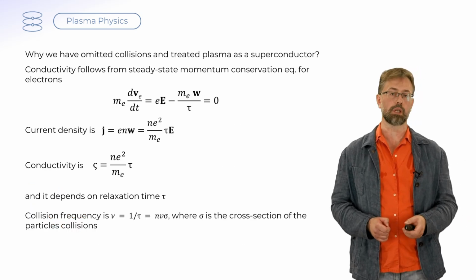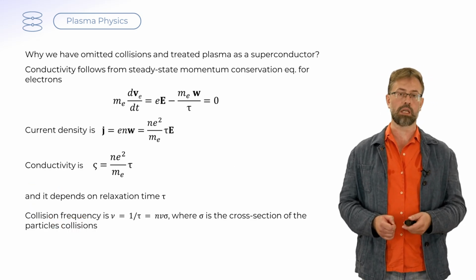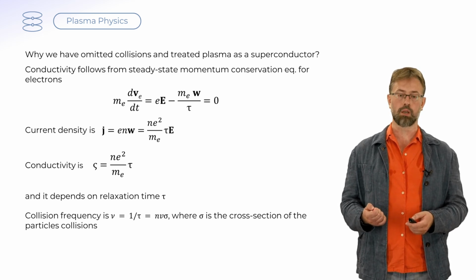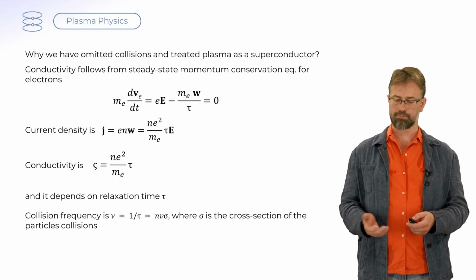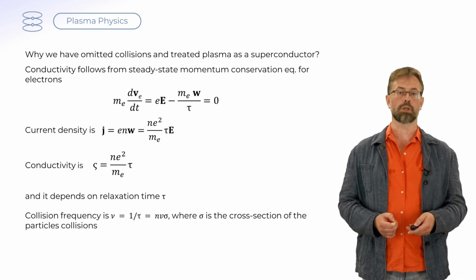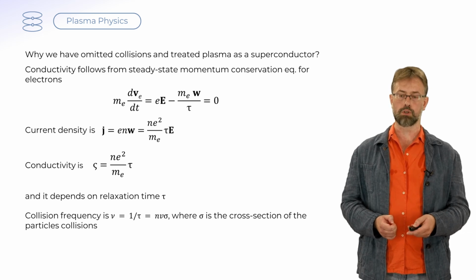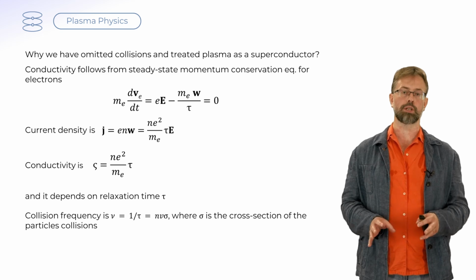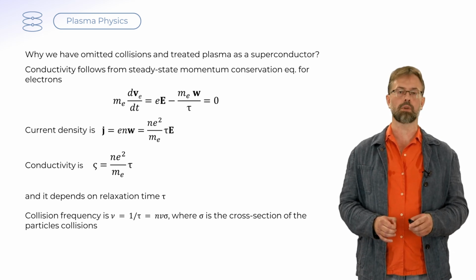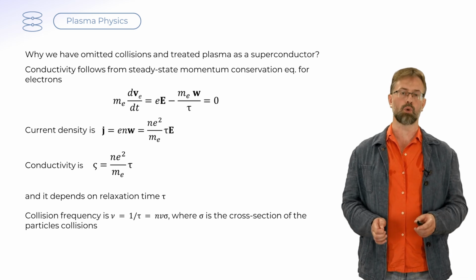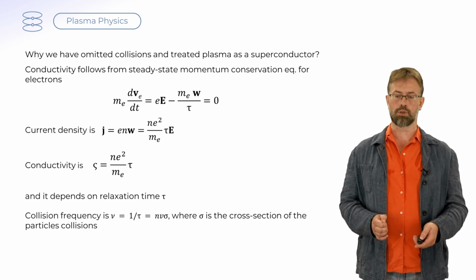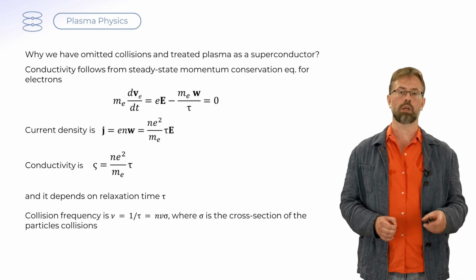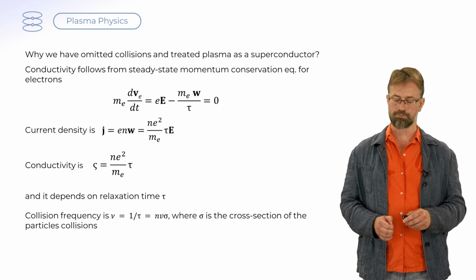But why have we omitted collisions and treated the plasma as a superconductor? We can do this, in fact, if collisions are very rare. Let's consider the electron momentum conservation equation, which is written here. For stationary conditions, there's no acceleration. The electric field is compensated by the retarding force, which is written here. So there is some constant drift motion along the distance.